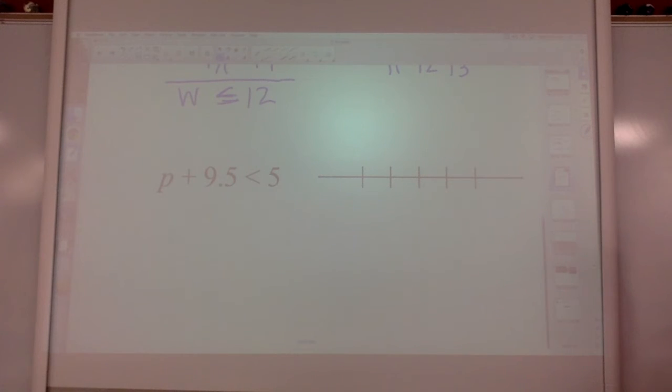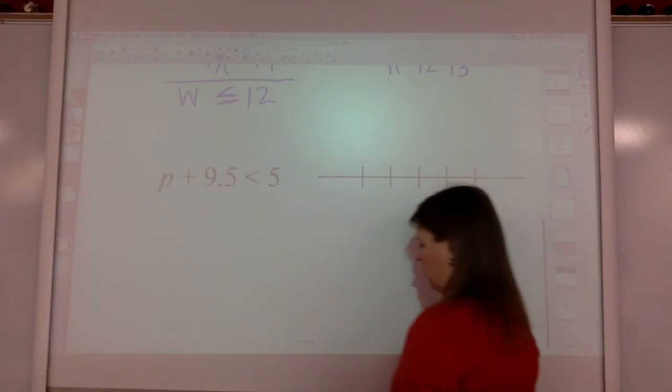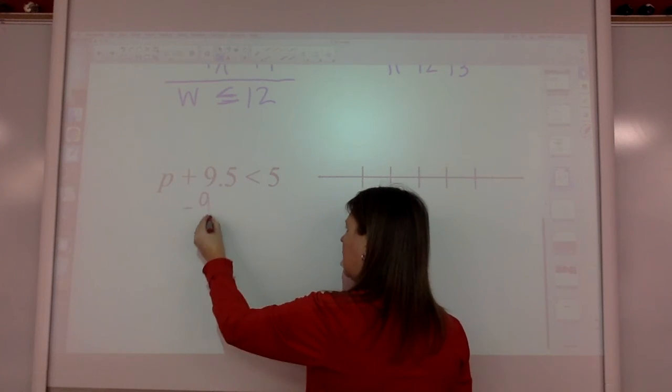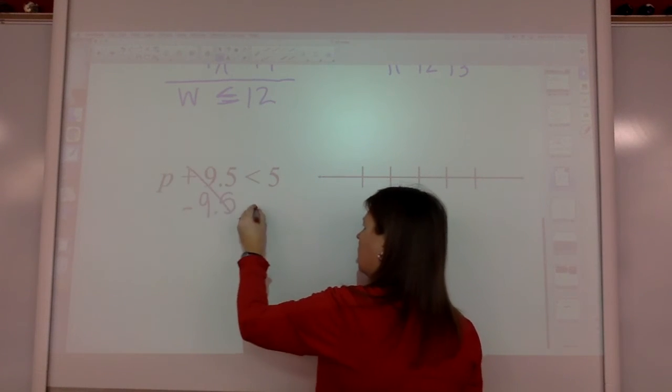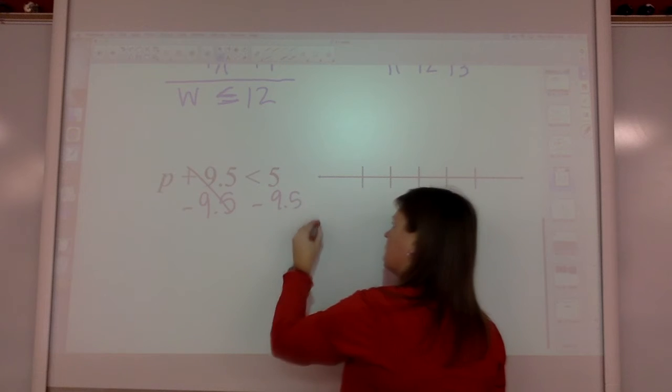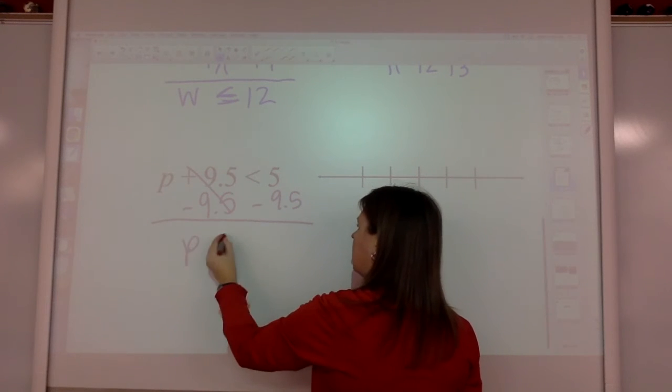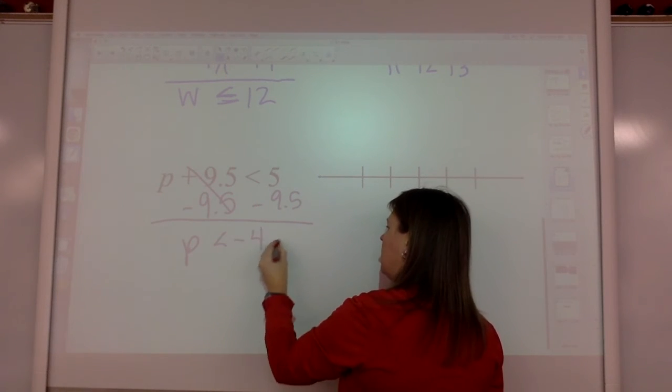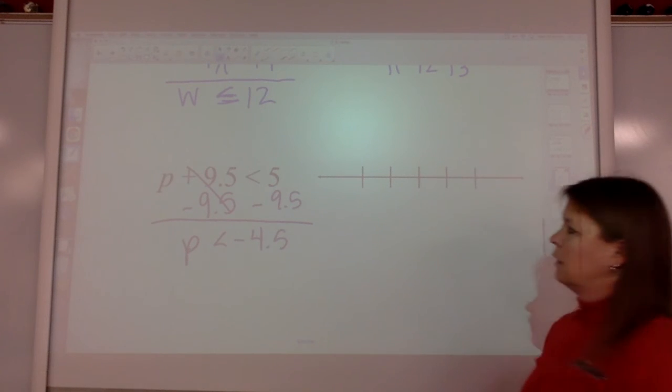How about this one? P plus 9.5 is less than 5. It's a decimal, but we can do it. It's a nice decimal. We're going to minus 9.5 from both sides. Whatever you do to one side, you do to the other side. Watch your math. Use a calculator here if you need to. P is less than negative 4.5.